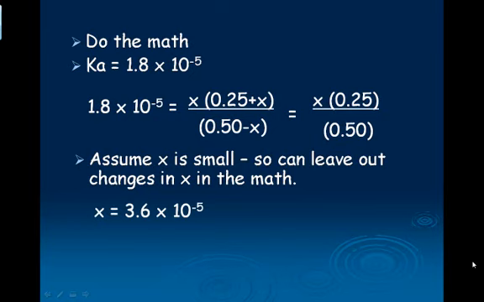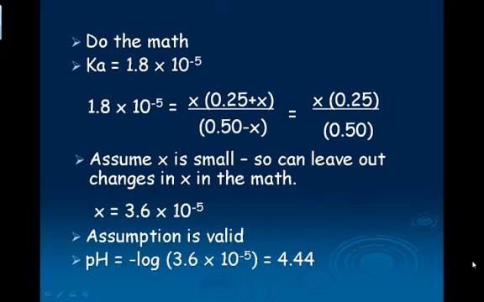So our x is 3.6 times 10 to the negative 5th. Because we estimated this, we would go back and make sure that it's less than 5% of the two values that it was subtracted from or added to. And it is, so our assumption is valid. Because this x represents our H plus from our ice table, we would take the negative log, and the pH would be 4.44. That would be the pH of our buffer. So again, we did the ice table. We just had an initial acetic acid concentration, and we also had an initial acetate ion concentration.